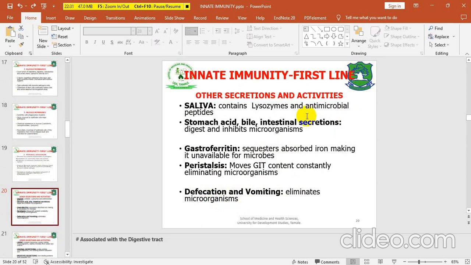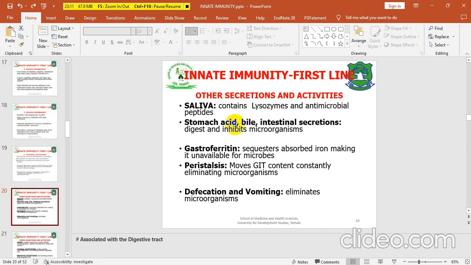Okay, so let's look at the saliva. The saliva contains lysozymes and antimicrobial peptides. Saliva is so powerful, so all the secretions in our body are harmful to organisms. That's why when you take in food, before you even get to the stomach, the organisms that will accompany the food, some will be killed in the saliva, some in the esophagus, some in the stomach acid, some in the duodenum by the pancreatic juice, and some in the small intestine and large intestine.